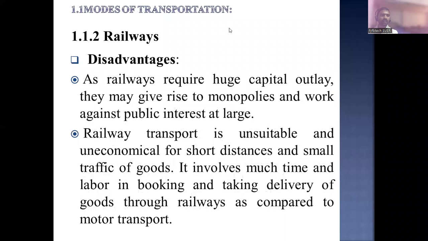Next one is, as the railways require huge capital outlay, they may give rise to monopolies and work against the public interest on a large scale.